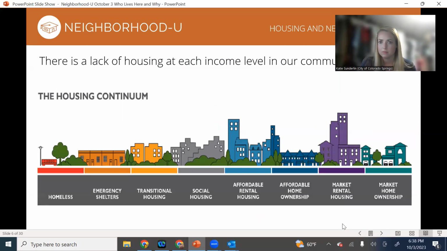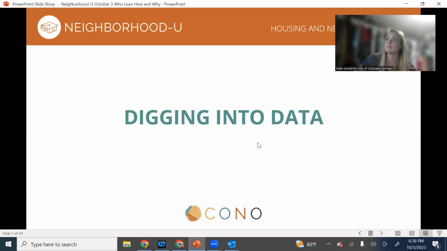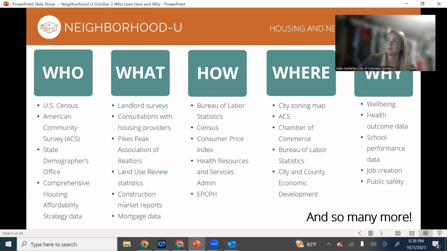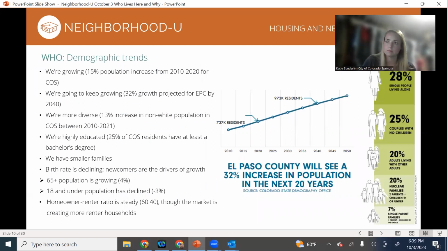There we go. And this is the one that I was talking about, that we're concerned with all the housing from the shelters on up through market rate home ownership. Next one. So we did the data. There we go. These were the questions that we were asking. And then the next one is all the data, and that's where we're getting all the answers that we're finding. Okay. And then, Katie, back to you.